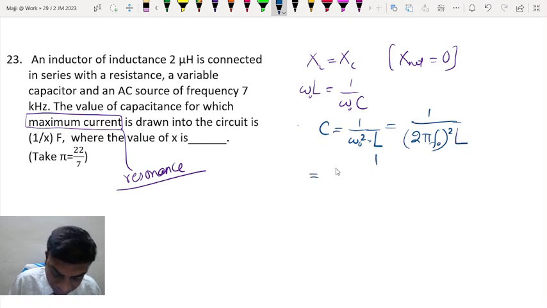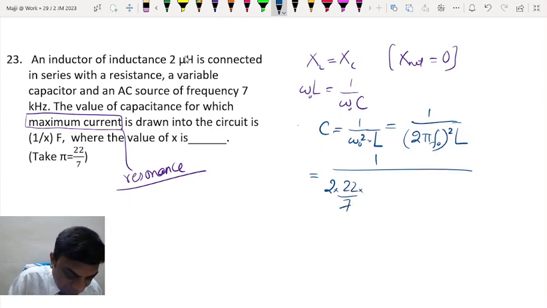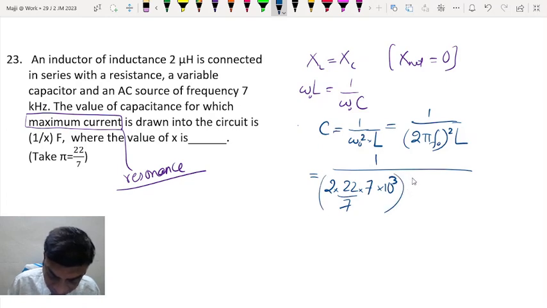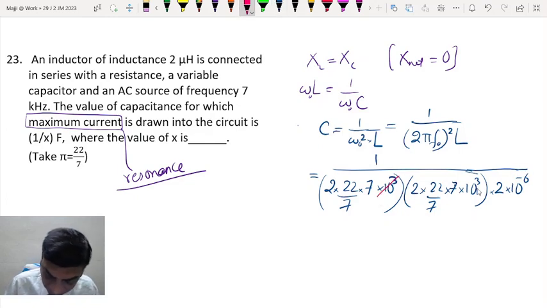This is how you calculate. Okay, so 2 into pi. Pi is 22 by 7. We have been given. We have to take like that. And frequency is 7 kilohertz. So 7 into kilohertz. So this square, again we have to multiply 2 into 22 by 7 into 7 into 10 power 3 into L. What is L? L is 2 micro. Micro means 10 power minus 6. So what will happen here? 10 power minus 6 gets cancelled here, students. 1 7 gets cancelled here, and here also 1 7 gets cancelled.